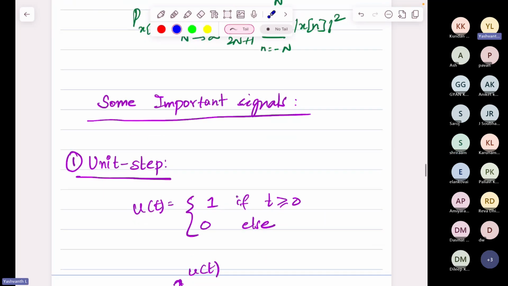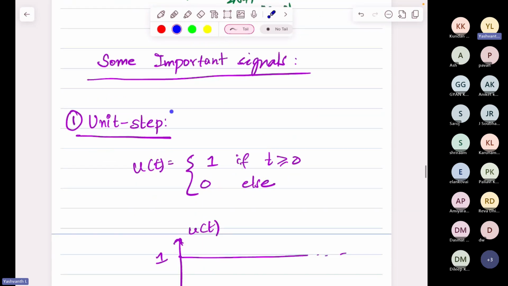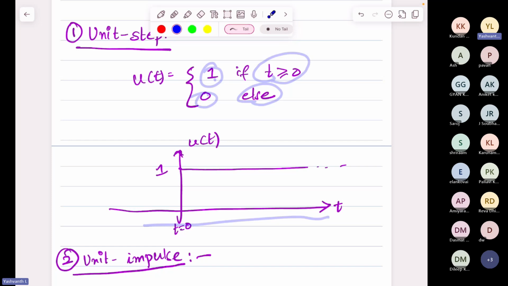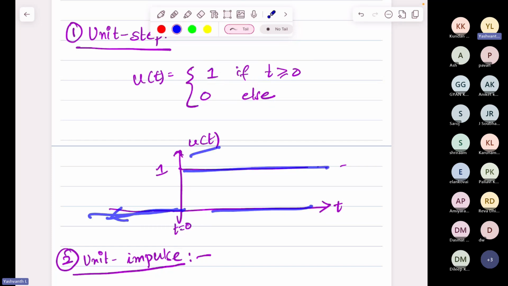Okay, now some very important signals. First is called the unit step signal. Okay, unit step signal is one where for t greater than 0 it takes a value 1, and for t less than 0 it takes a value 0. Something like this is a graphical representation. U of t, for negative t it is 0, and for positive t it equals 1.